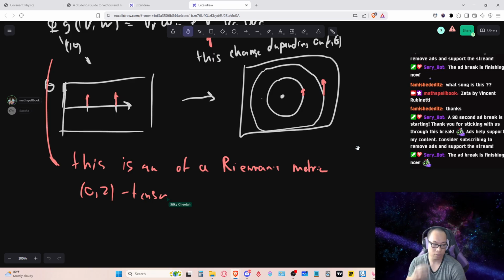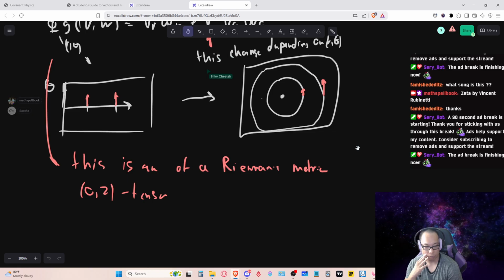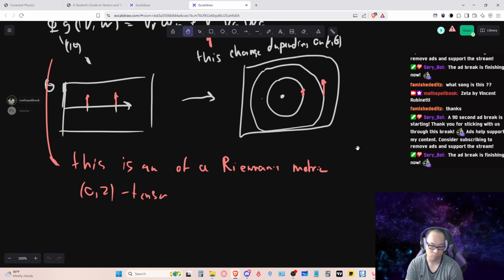I think that's his name. Basically, they said the book, he basically says that covariant vector components go with the coordinate system, whilst contravariant basically goes against the coordinate system.